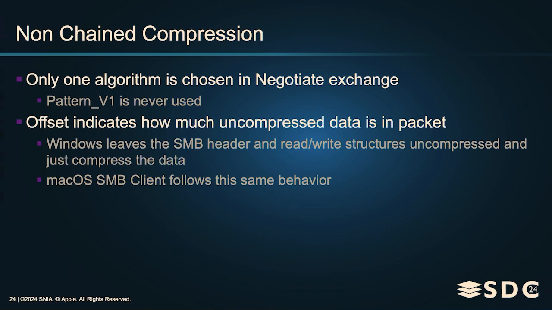Again, this is kind of implementation specific details, but we tend to follow whatever Windows does. Windows leaves the SMB header and the read-write structures uncompressed, and it just compresses the data part. It's actually kind of nice because at least on Wireshark, you can see the more important stuff.